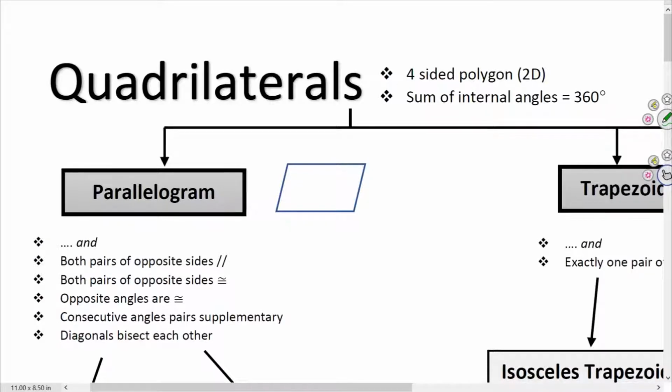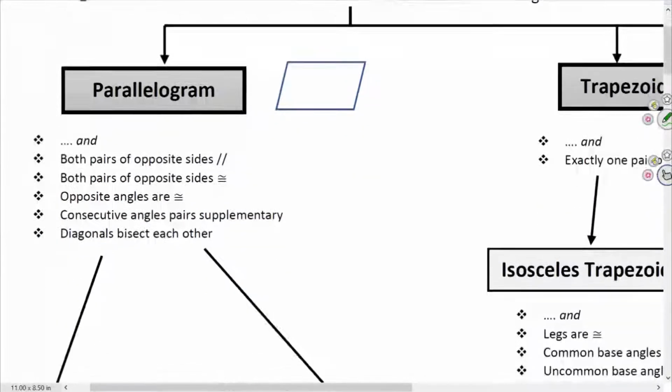And the way that this chart is designed is that all properties flow down. So the fact that the interior angles add to 360 is true for all of these 7 quadrilaterals. First, we'll talk about parallelograms. Parallelograms have all of those properties, but wait, there's more. You also have that both pairs of opposite sides are parallel, and that's true because that's the definition of a parallelogram.